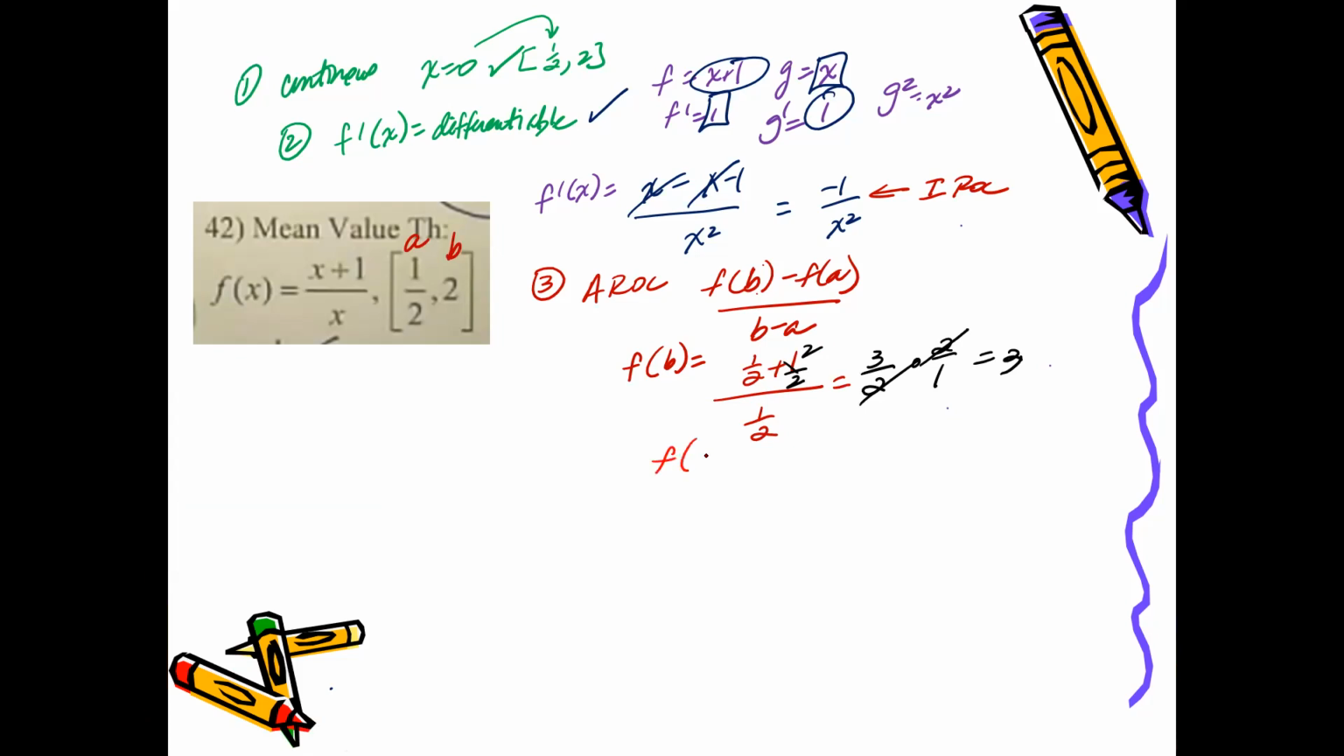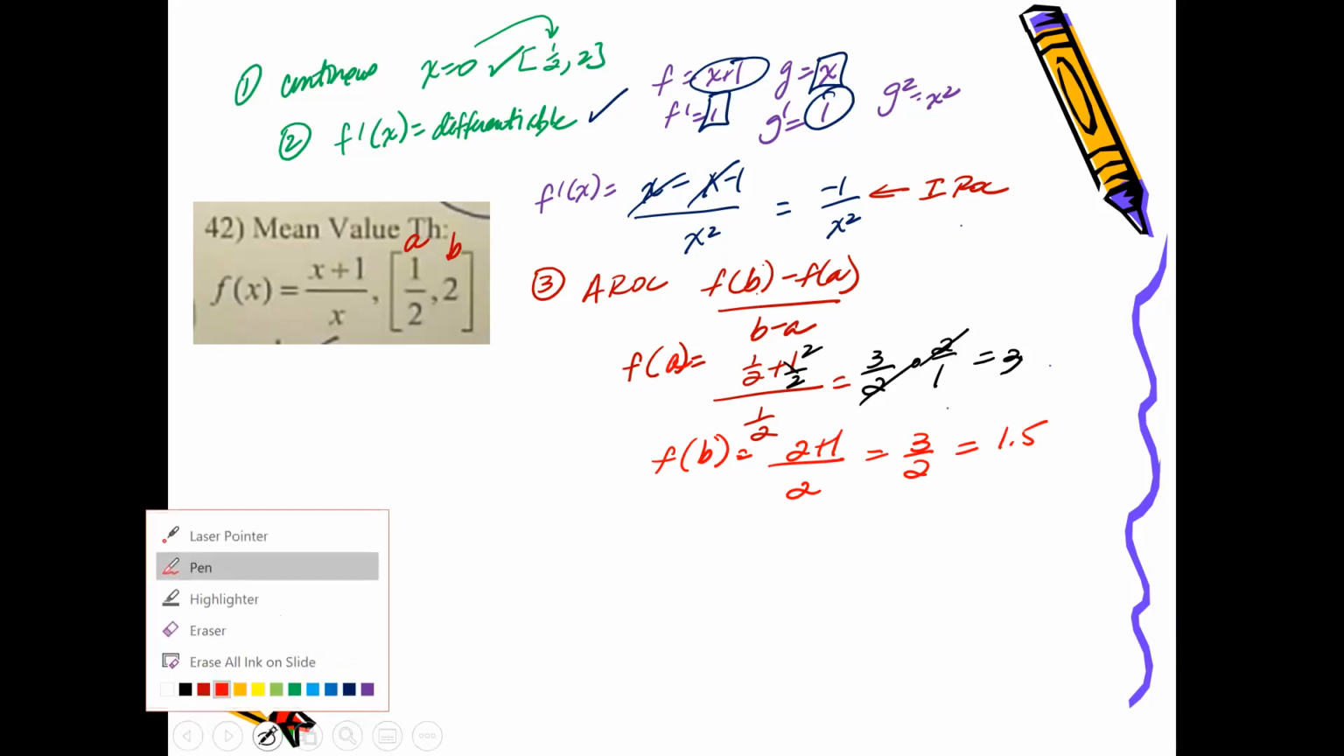Next, let's find f of b. I'm so sorry, I totally did this backwards. So f of a is the 3, and f of b is going to be 2 plus 1 over 2, which is 3 over 2, which is just 1.5.